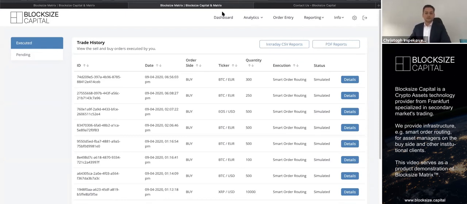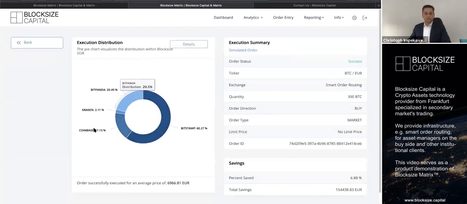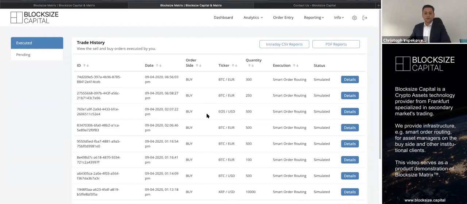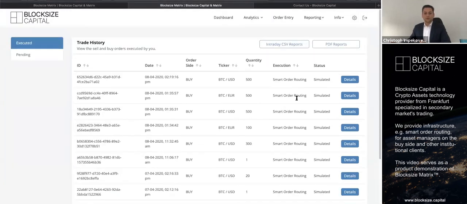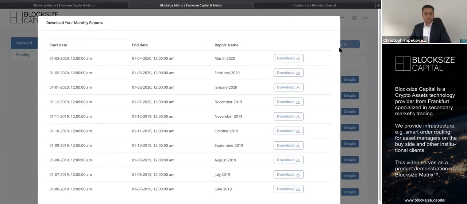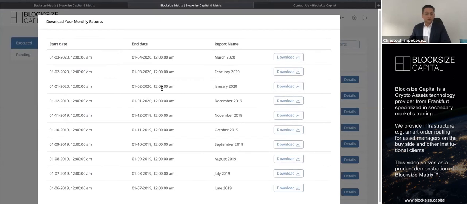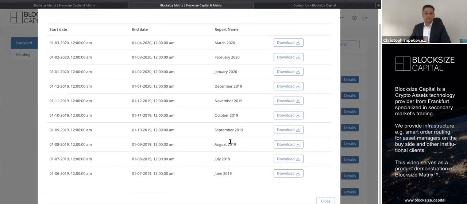So what is implemented here is that you can see a dedicated solution for bringing in the order and having a complete log over the last hundreds of orders. You're also able, which is even more important, to have dedicated PDF reports. It's a monthly report basis. You're able to download them here, right?